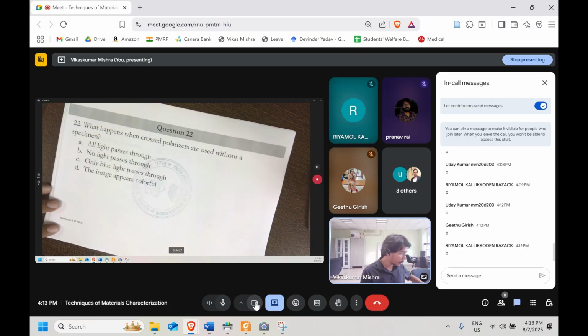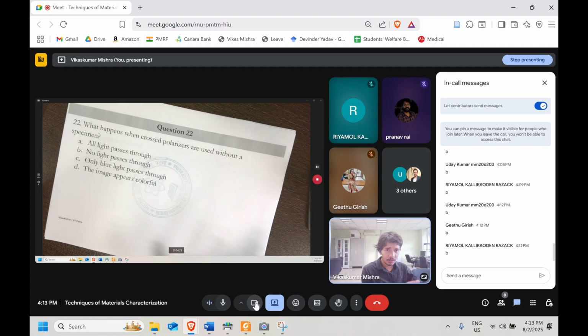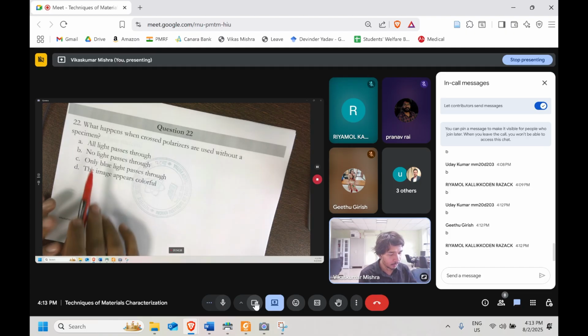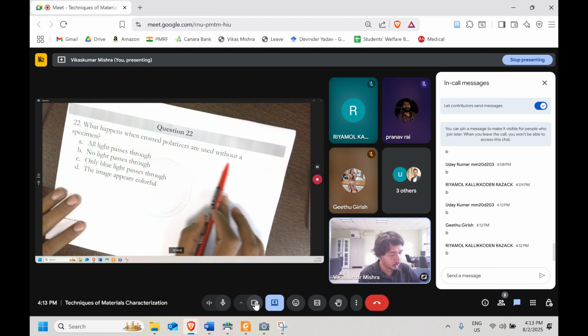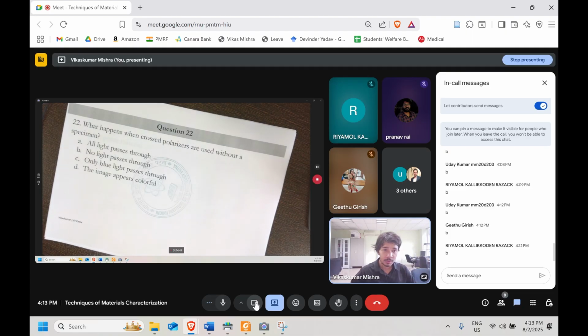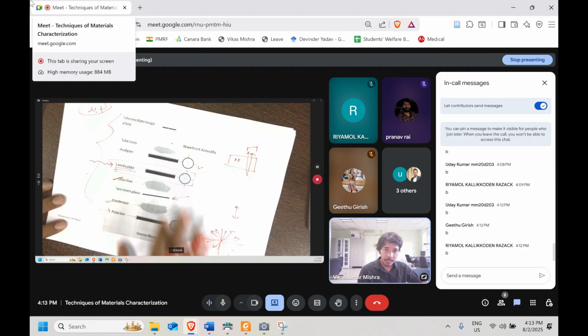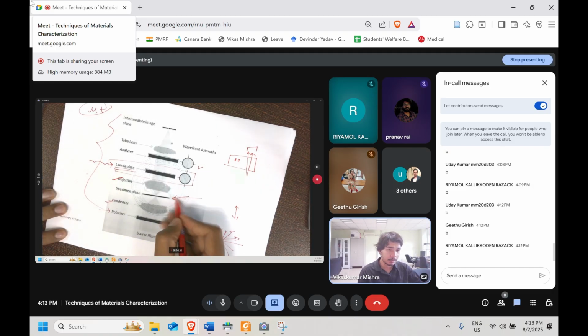Let's try to solve a few more questions. We are about to finish. Okay. Maybe in the next 20 minutes we can wind up. Let's try to understand things. What happens when the crossed polarizers are used without a specimen? So now what they're saying is, let's say we remove the specimen, what will happen now?